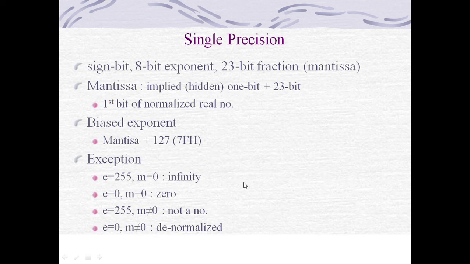There are some exceptions. For example, when the exponent is 255 and the mantissa is 0, then this is considered to be infinity. When the exponent is 0 and m is 0, then the number is 0. When the exponent is 255 and m is not 0, then this is not a valid number. And if the exponent is 0 and the mantissa is not 0, then this is not in the normalized form. We have to convert it to normalized form.